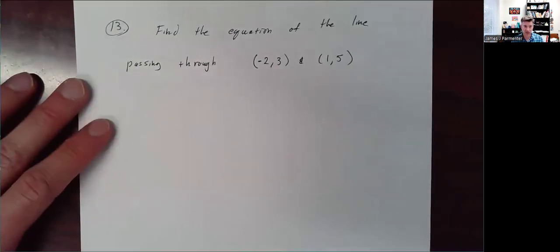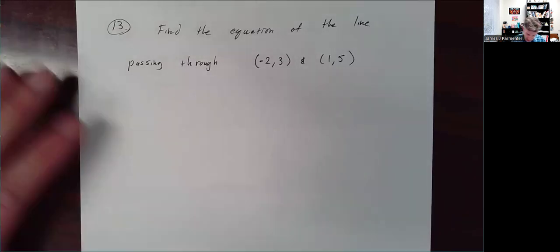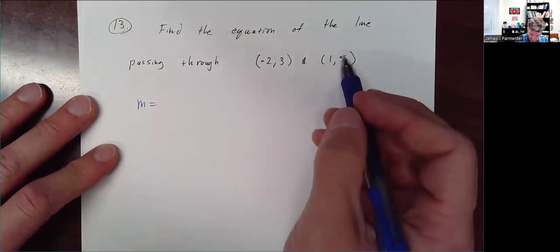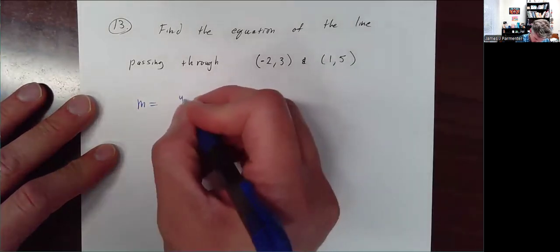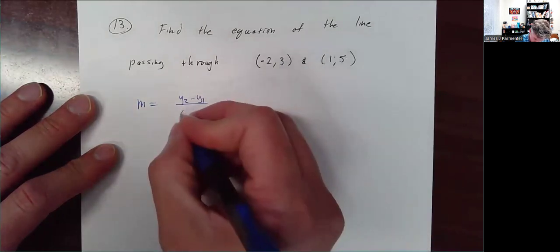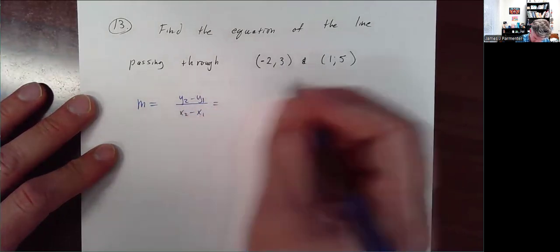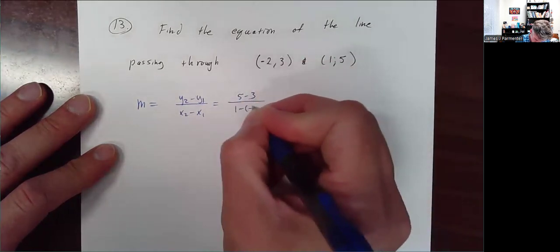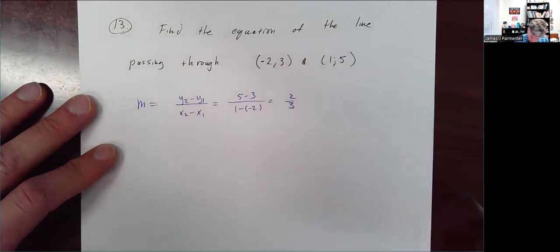So find the equation of the line passing through these 2 points. So again, we're going to find the slope. The slope is going to be the difference in the y's over the difference in the x's. So 5 minus, sorry, I'll just write the equation here. It's going to be 5 minus 3 over 1 minus negative 2, which is going to be 2 over 3.